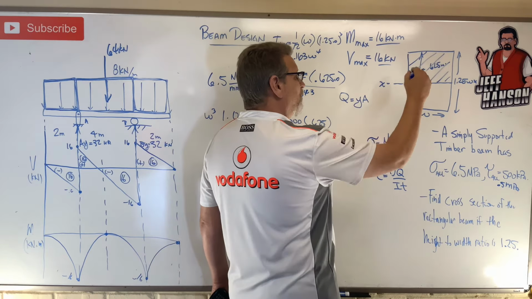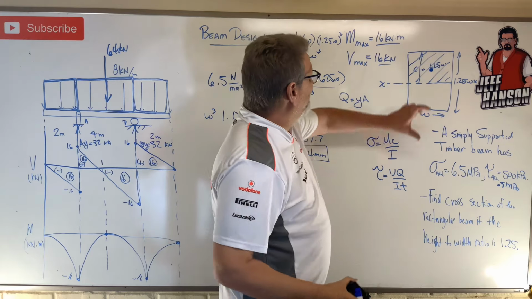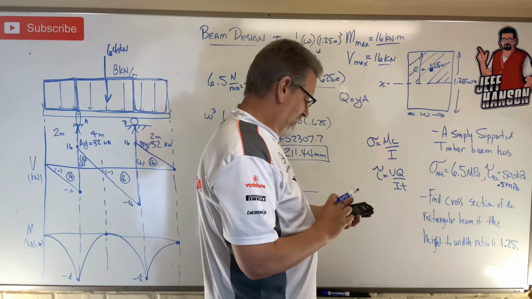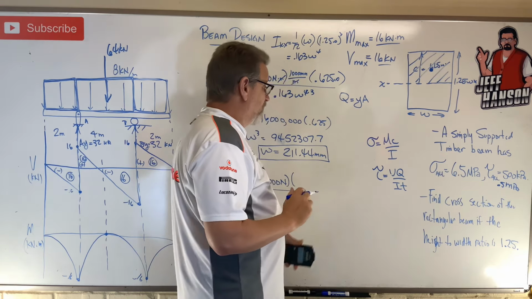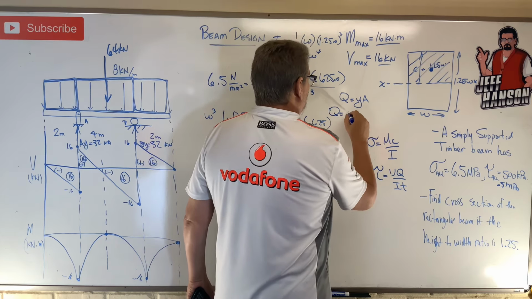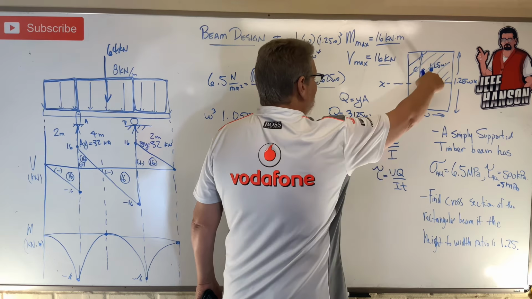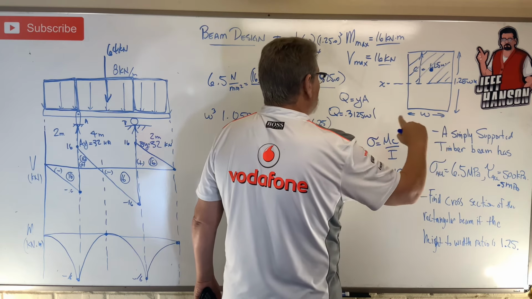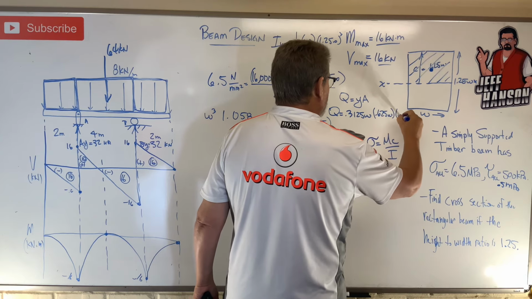So where's Y bar of the shaded bit? It's right there. If this is 0.625, how much is that? Well, that's 0.625 divided by 2, 0.3125. So Q is equal to 0.3125W, right? That's the centroid of that, times A, which is 0.625W times W.